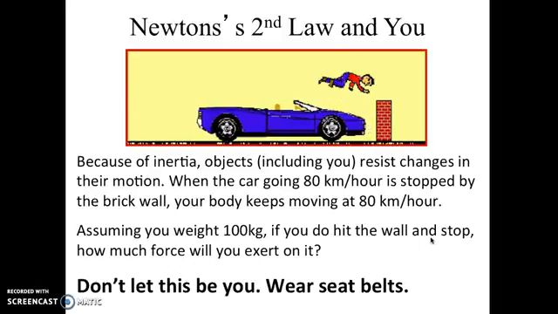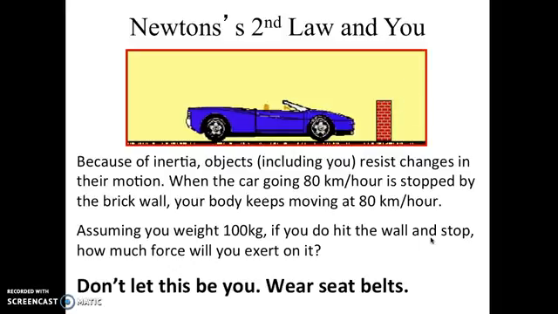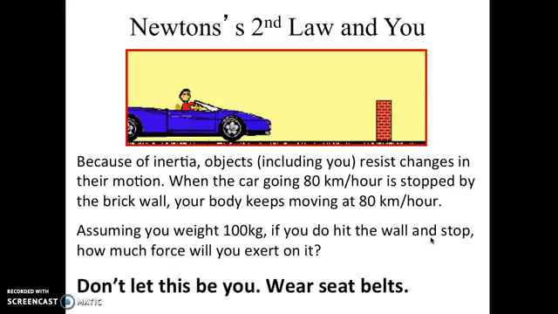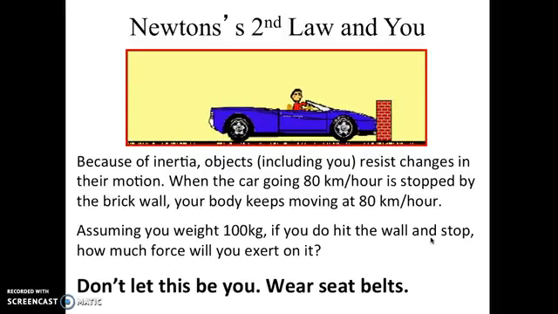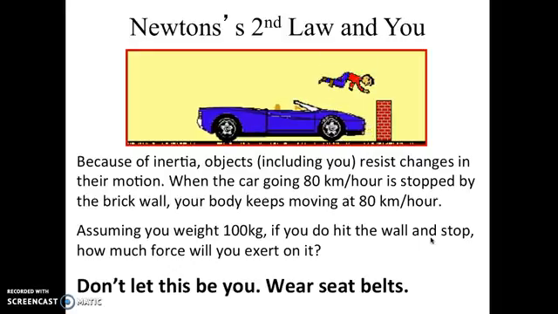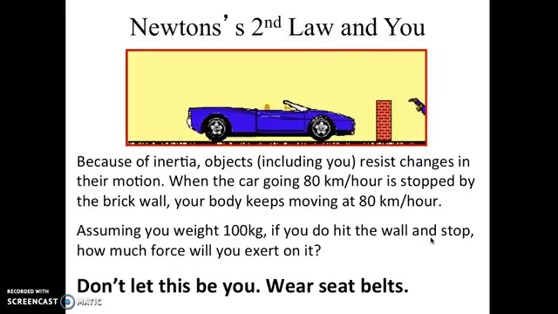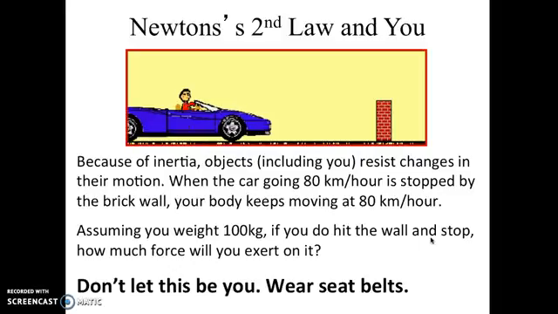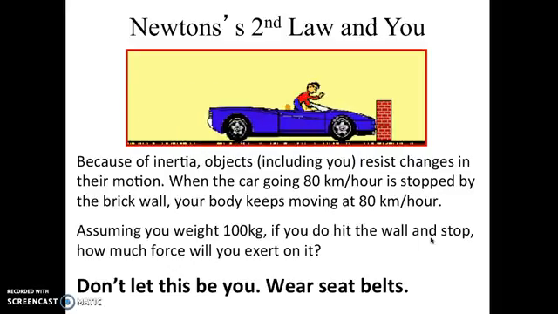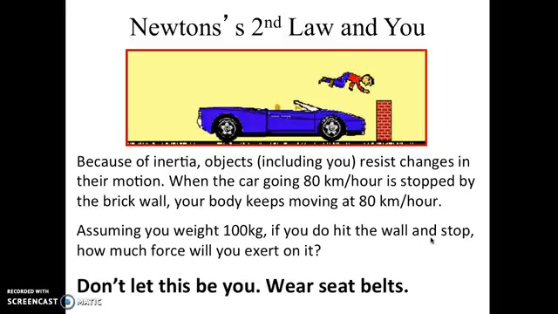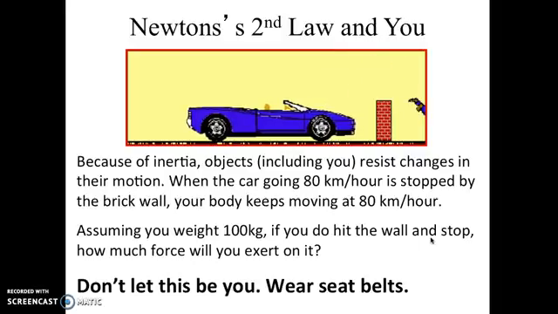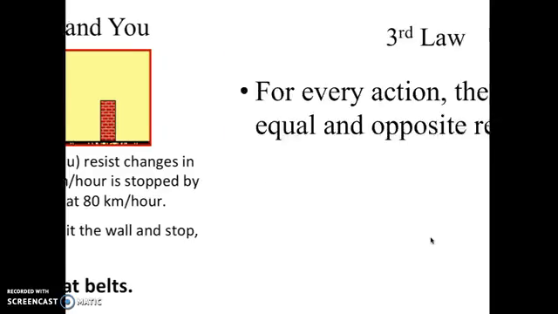So using F equals ma, we can say that if your mass is 100 kilograms and you're going from 80 kilometers an hour to 0 kilometers an hour, 100 times 80, that's 8,000 newtons that you would exert on the wall and the wall would exert on you, which is pretty damaging. In other words, wear a seatbelt.